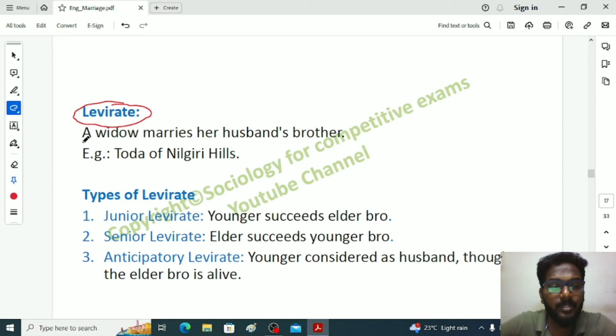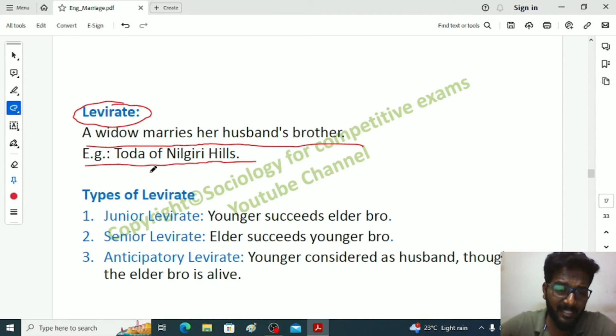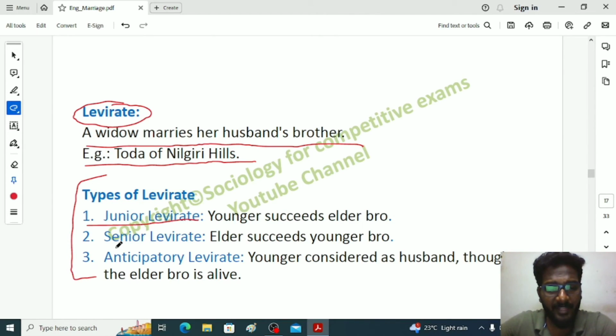Levirate is a marriage. It is also known as a type of remarriage. In this rule, a widow marries her husband's brother once her husband has died. This type of marriage is familiar among the Toda of Nilgiri hills. They are tribes. This levirate has three different forms: junior levirate, senior levirate, anticipatory levirate.